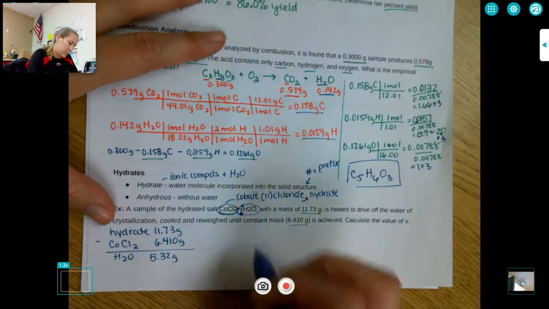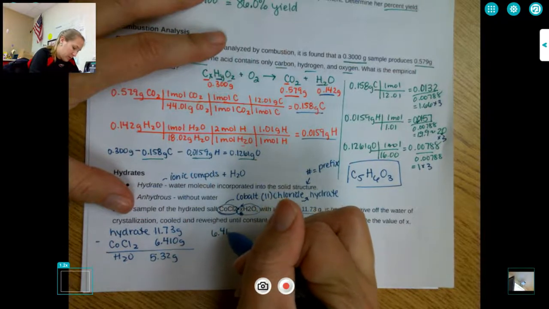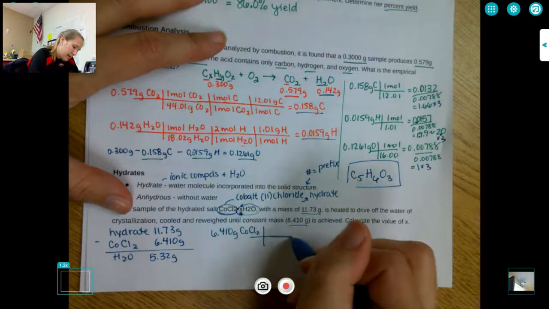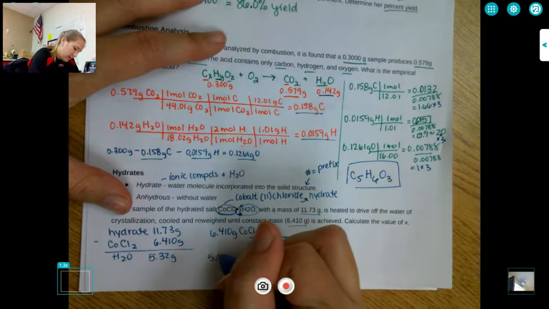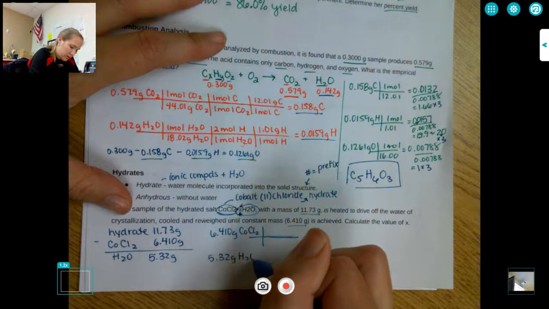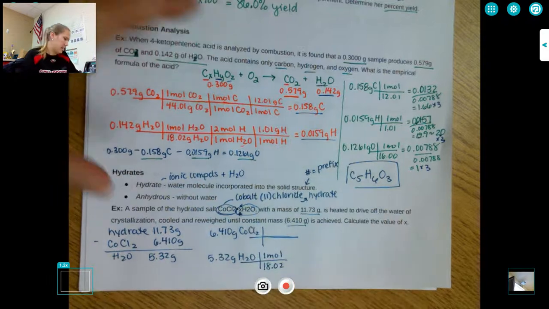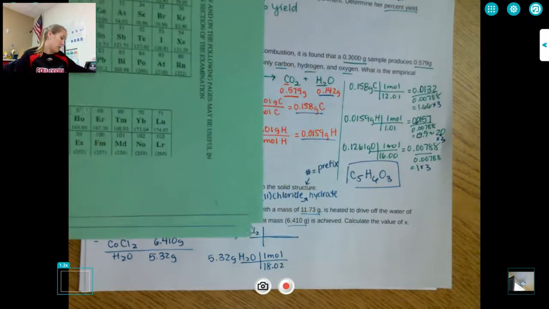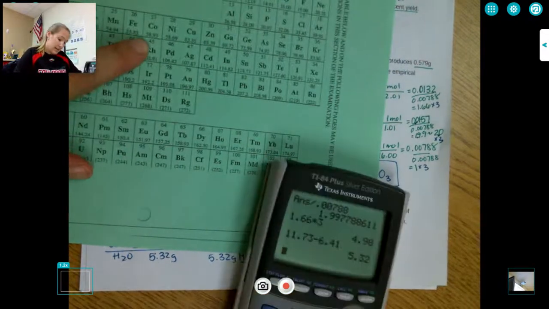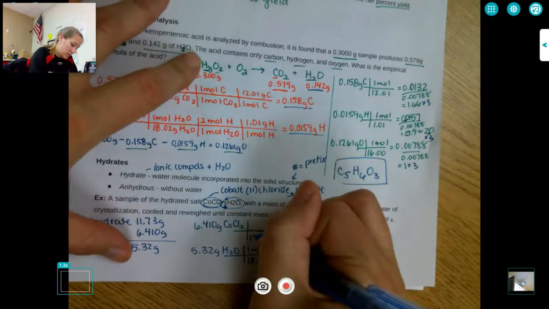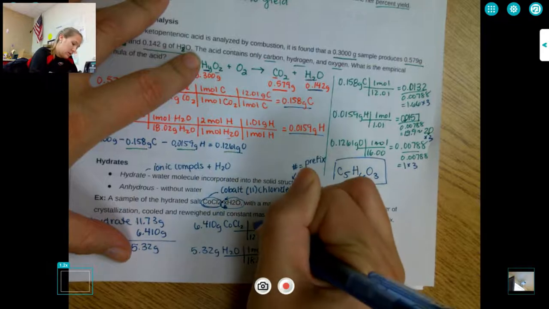So I want to know what's my molar ratio of cobalt 2 chloride to waters to get this multiplier here. So 6.41 grams cobalt 2 chloride, and you get its molar mass, and 5.32 grams of water. So 18.02, 1 mole. What's cobalt? 58.93 plus 2 chlorines, 35.45, 129.83. 129.83 grams per 1 mole.